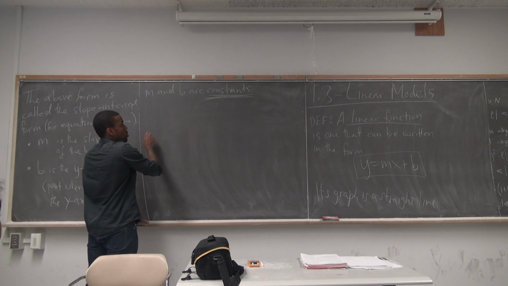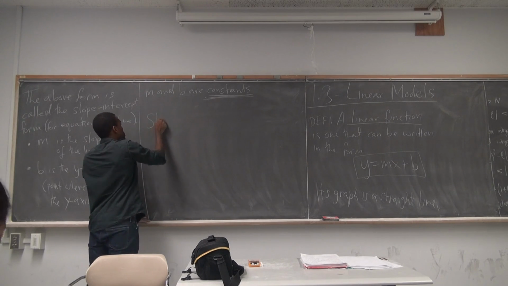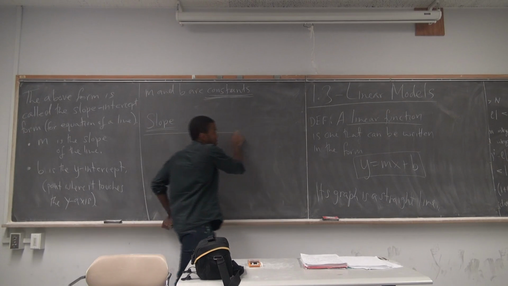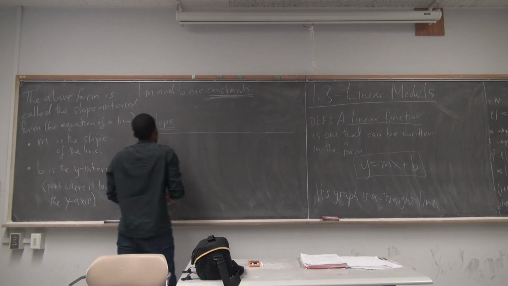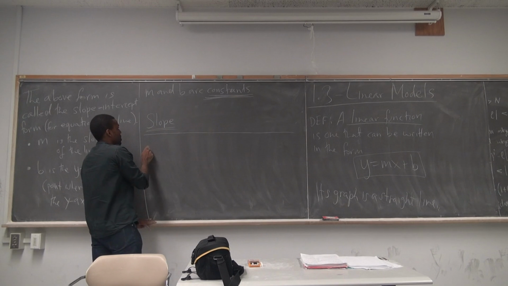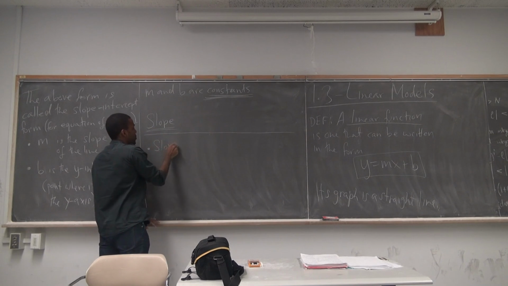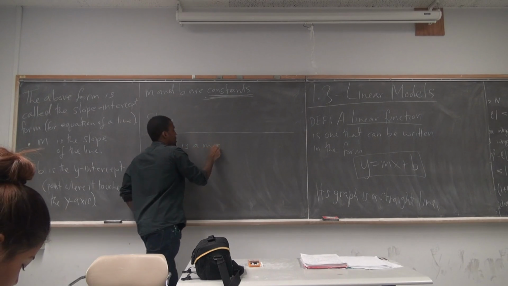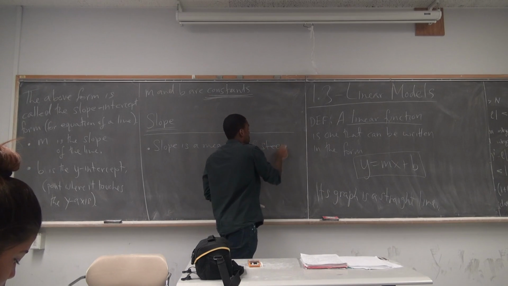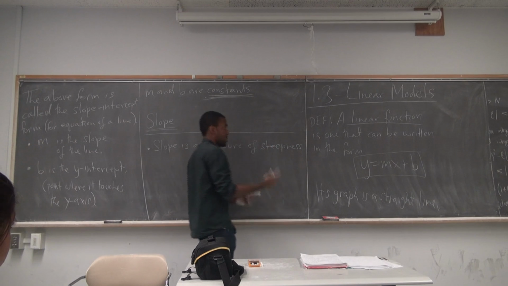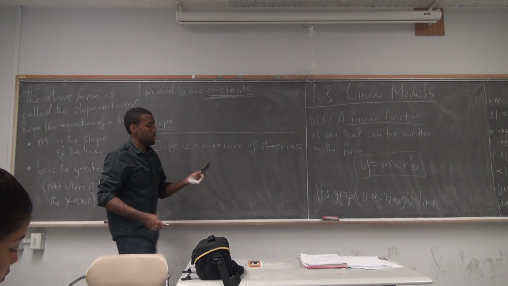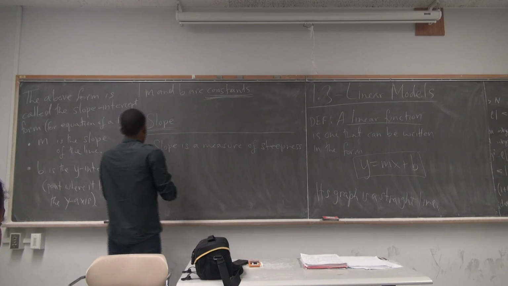Okay. Now let's talk about the slope. It's a very important concept. Slope is so super important. You'll see why it's so super important in chapter 2. So the slope is a measure of steepness. And we're going to talk about another way to think about slope at the end of this section. We'll actually get to that today. Yeah, we definitely have time to get to that today.